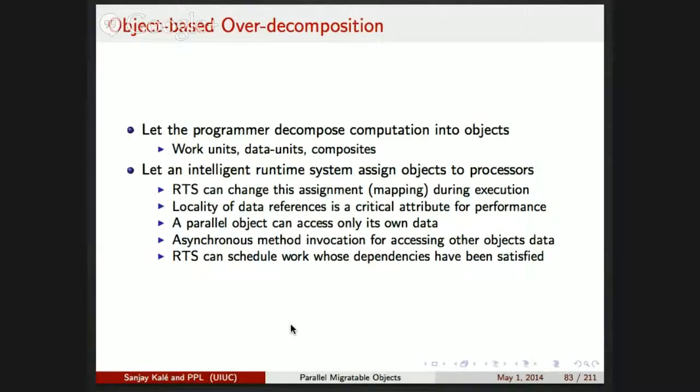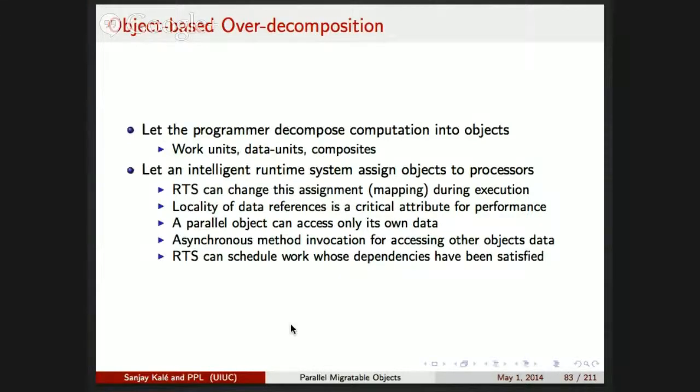A parallel object can access only its own data, just like in standard object-oriented programming. As long as you define your actual state as private, it can only be accessed that way, and we have the same idea here with our parallel objects. Again, that helps prevent data races and keeps this nice, clean encapsulation. We have asynchronous method invocation for accessing other objects' data, and then the RTS can schedule work whose dependencies have been satisfied.